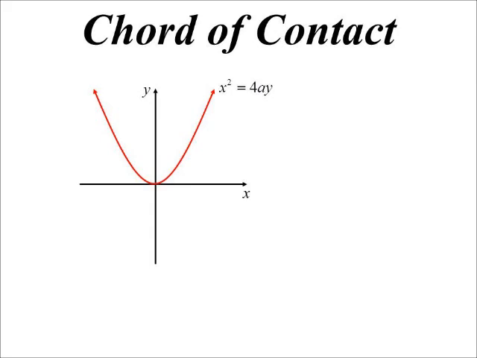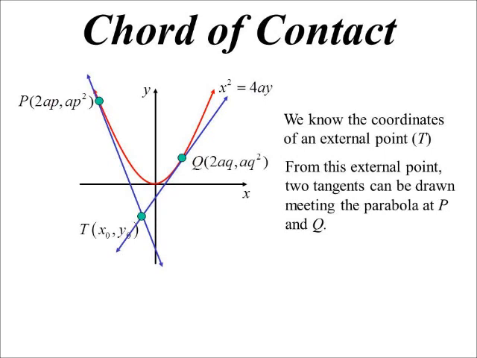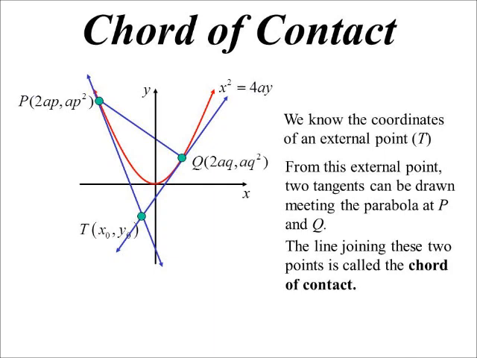So again, standard parabola. Chord of contact is when you've got two tangents coming from an external point. So all you know are the coordinates of the external point. So we'll just call them x naught, y naught. We can draw in two tangents and they'll meet the parabola at two points, and we just give them random coordinates. We don't know what the coordinates are because we don't know the equation of the tangent. So same with Q. But the chord of contact is the chord that joins those two points of contact, hence the name. So PQ would become the chord of contact.